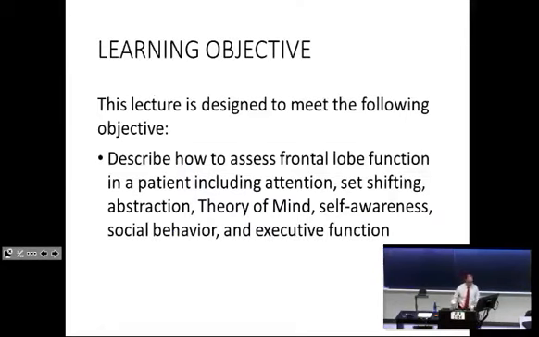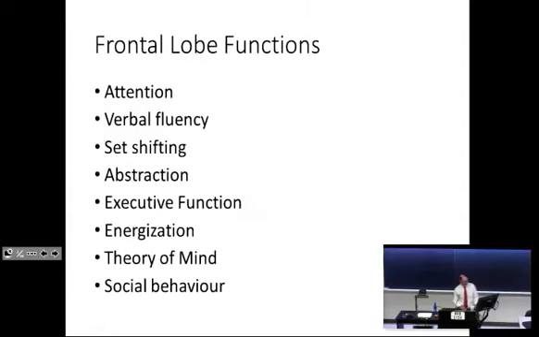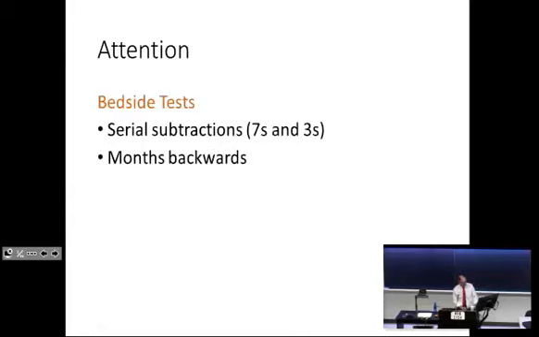And our objectives are for me to help you learn how to assess frontal function, and we're going to focus on areas including attention, set shifting, abstraction, theory of mind, self-awareness, social behavior, and executive function. And what I'm going to do is go through each of these and show you some videos to help illustrate the points. So as I said, for the frontal functions, we're going to go through this list. So let's start to do that.